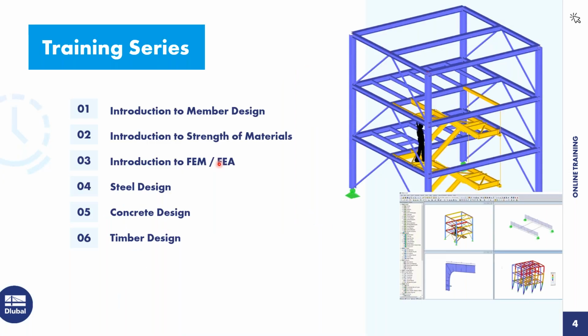The training series consists of 6 parts. We start today with the introduction to member design, and in the next 5, 6, 7 weeks, we will also have an introduction to the strength of materials with the program RSECTION. Then later on we continue with the finite element method, or finite element analysis, also with Rfem 6. And the last 3 are material-specific training sessions about steel, concrete, and timber design. All things are quite easy, so they will give you an introduction to the basic concept and the basic usage of Rfem 6. And with that knowledge, you can refer to your tasks, exercises, and also exams of your study.